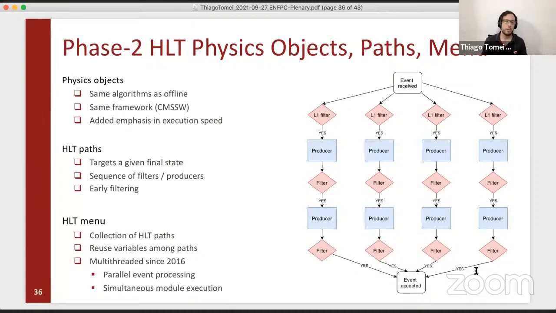Why do I draw attention to this? Because this whole thing is multi-threaded. So we are able to process many events in parallel, and we are able to run calculations for the same event also in parallel.